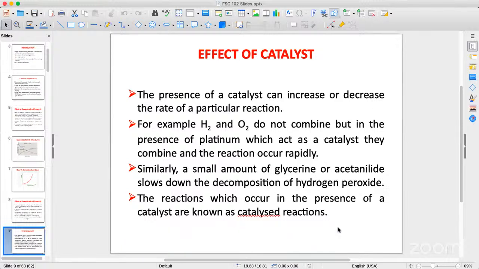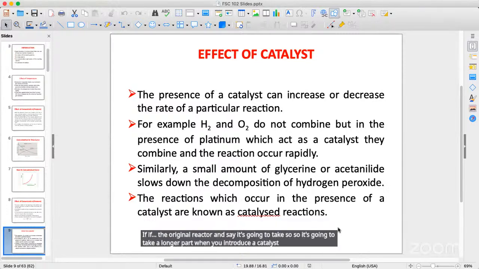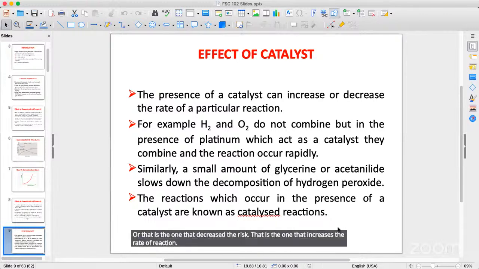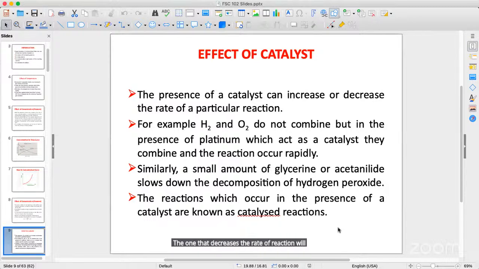If the original reactant is going to take a longer path, when you introduce a catalyst, it gets involved in the reaction and creates a shorter pathway for that reaction to take place. That is the one that increases the rate of reaction. The one that decreases the rate of reaction will introduce a longer pathway.